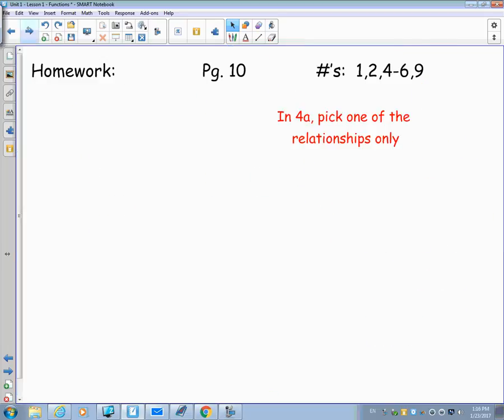Okay, our homework, it's from our textbook. We were working on a little handout for this at the beginning of the course before we give textbooks out. Some questions to try. When you're doing question 4, in particular 4a, just pick one of the relationships. It's kind of like the soccer practice question. It gives you a table, a bunch of information. Just pick one. Okay, just get some little practice on that. And that's the end of our first lesson.